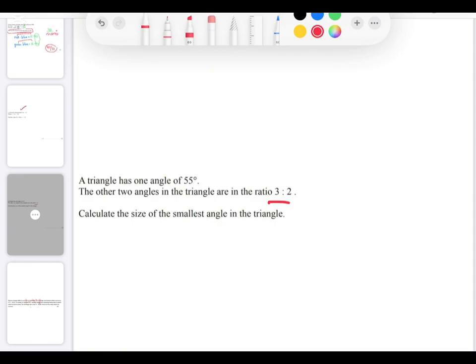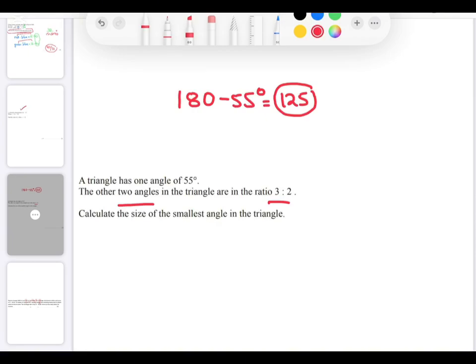In a triangle we have three angles. They have given one angle, that is 55 degrees. The total of the angles of a triangle is 180, so I subtract 55 and it becomes 125. So the remaining angle I have right now is 125 degrees, and they have given the other two angles in the ratio 3:2.